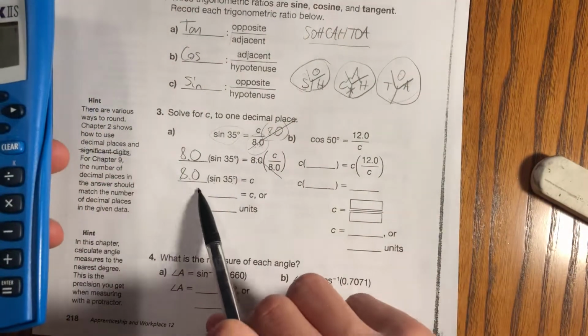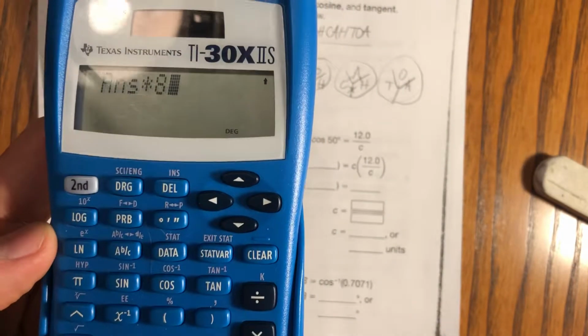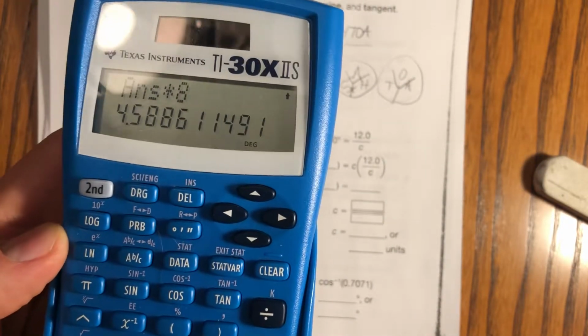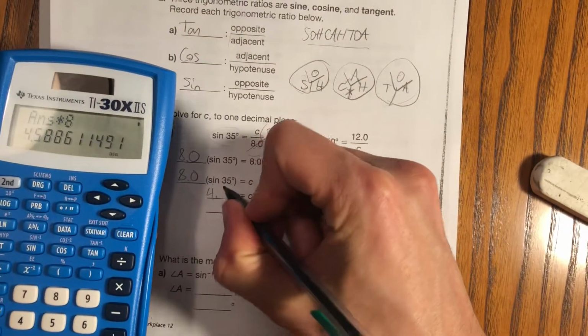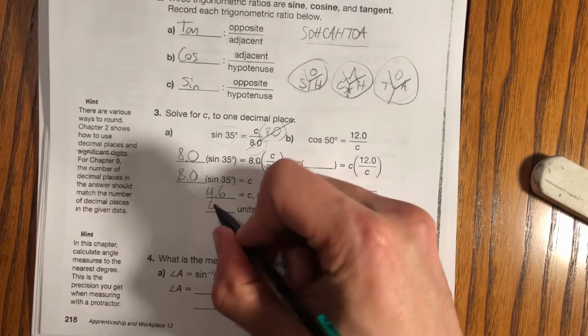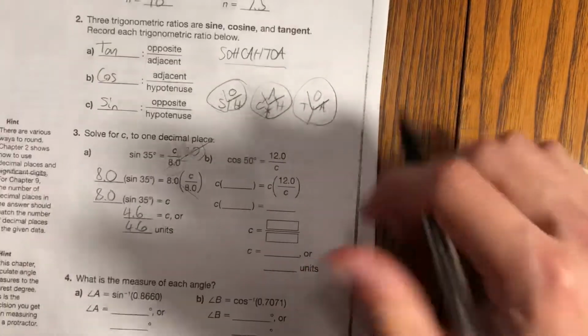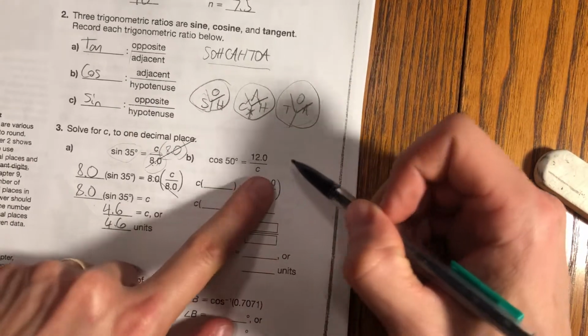Times 8 is equal, what's it, 4 point something, I bet? 4.6. Let's round it up. 4.6. So 4.6 units. Solve for C over here.